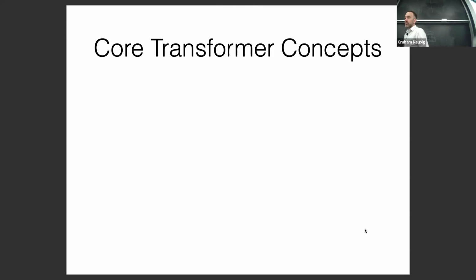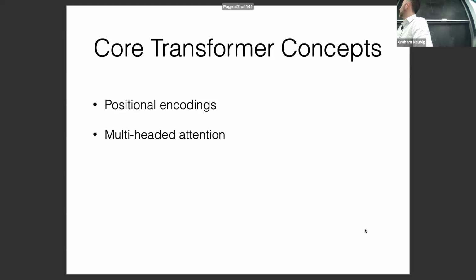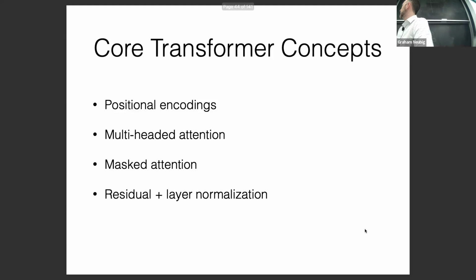Okay, so core transformer concepts. As I said, positional encodings are one core concept. Multi-headed attention is another core concept. Masked attention is a core concept, which I talked about last time, but I'll talk about it in a little more detail. Then residual layers and layer normalization, and the feed-forward layers.